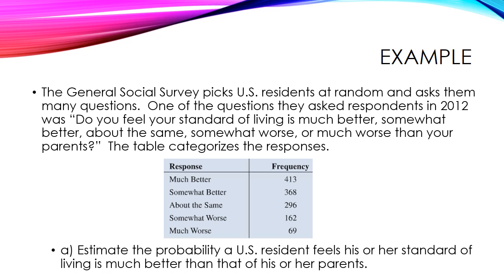So for part A, you're going to estimate the probability that a U.S. resident feels his or her standard of living is much better than that of his or her parents. Pause the recording to try this. I'll give you a little hint. You need to figure out how many people were surveyed total in order to get this. Pause the recording, give it a try, and resume the recording to check your answer.